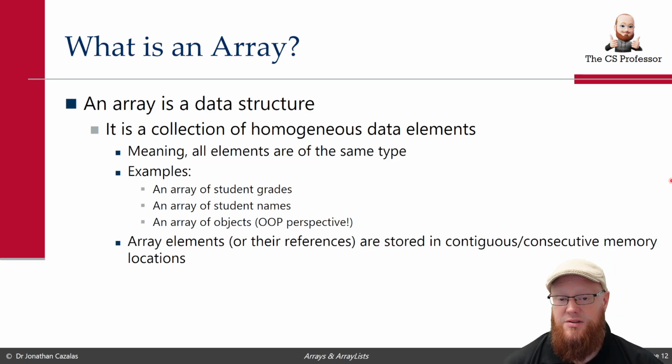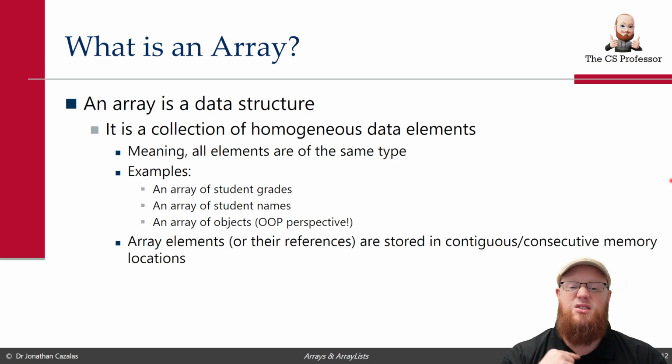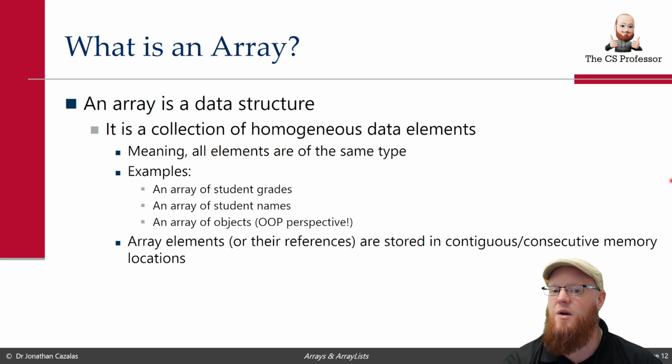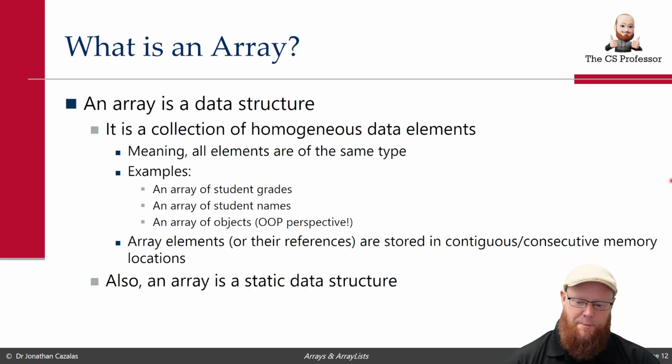Array elements, this is a new word here, array elements are stored in contiguous memory locations. What does contiguous mean? Consecutive memory locations. And don't think that's unimportant. We're going to focus on that. That is huge. That is one of the more important characteristics of an array, because it leads to the absolute best characteristic of an array, which is direct access. But I'm getting ahead now.